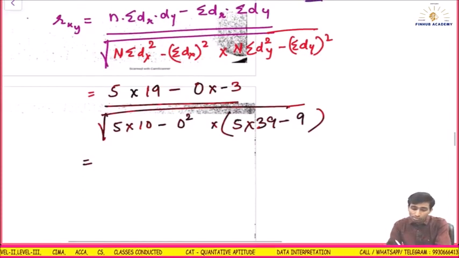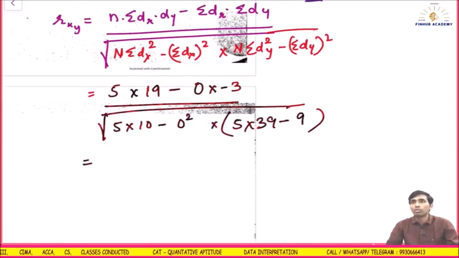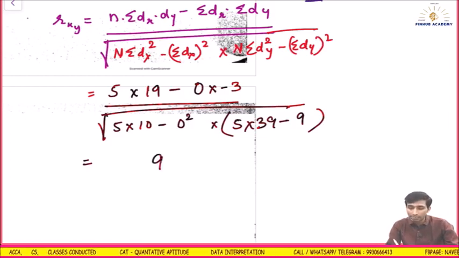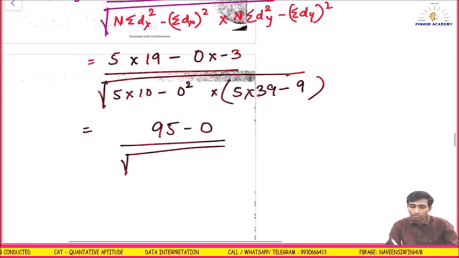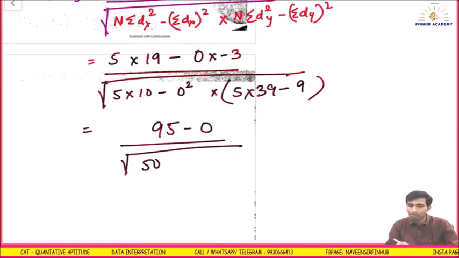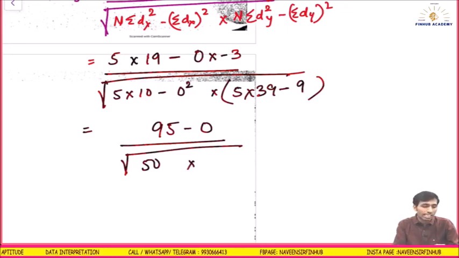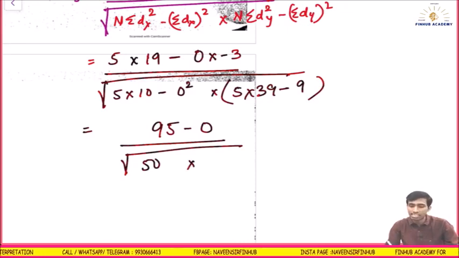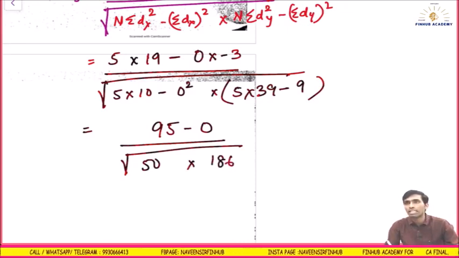So what is my final answer? 5 into 19 will be 95, minus 0 anyway, upon under root 5 tens are 50. 50 minus 0 square doesn't make any difference, into 5 into 39. 5 into 39 is 195, minus 9. Answer is 186. Understood? So 186.